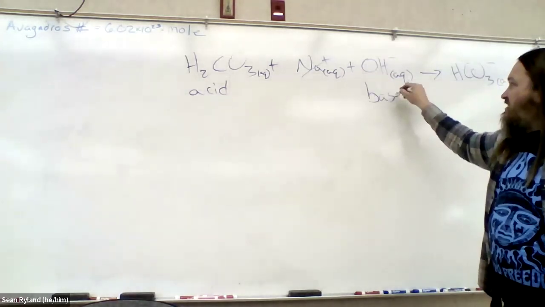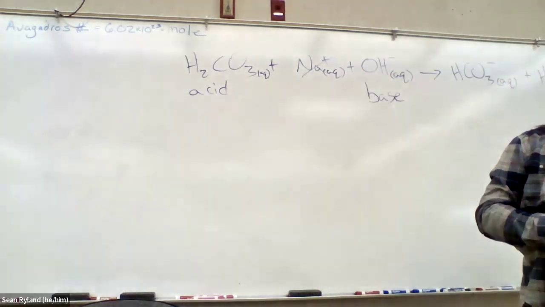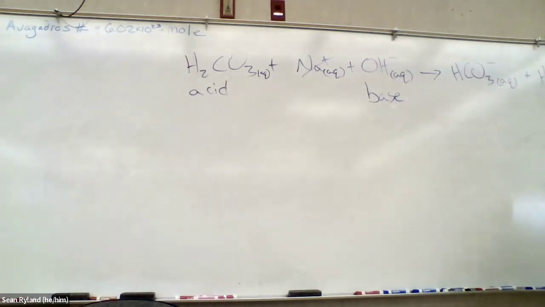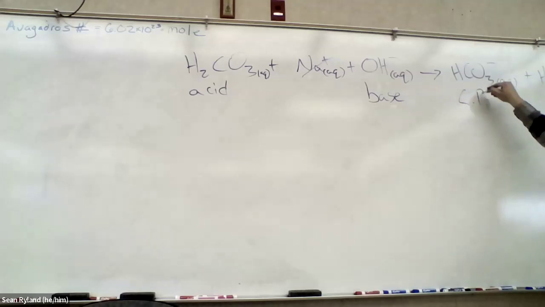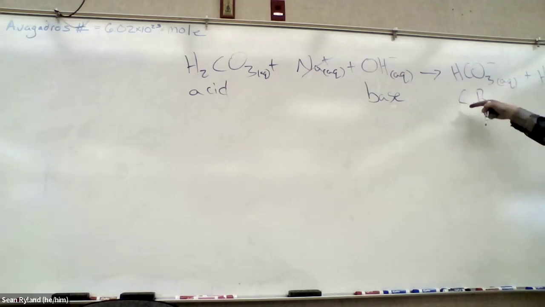Which makes this the base, right? Hydroxide is one of the most common bases. Is it conjugate acid or conjugate base? Conjugate base. Because if the reaction happened backwards, it would have to take an H plus from a water. Water is the conjugate acid.